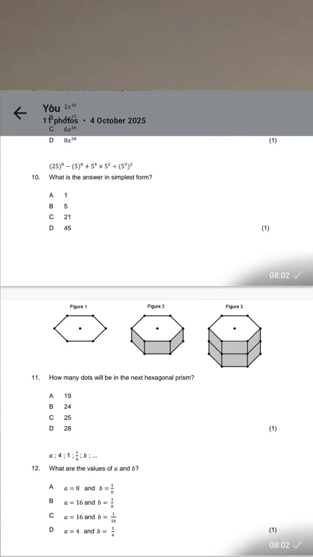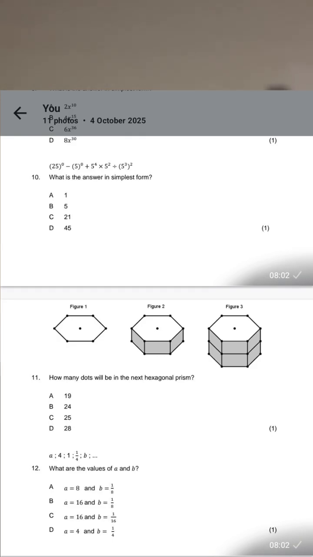We are at question 10. What is the answer in simplest form? We have 25 to the power 0 minus 5 to the power 0 plus 5 to the power 4 times 5 to the power 2 divided by 5 to the power 3 all raised to the power 2. So there we are being asked, what is the answer in simplest form? Is it A, 1, B, 5, C, 21, or D, 45?